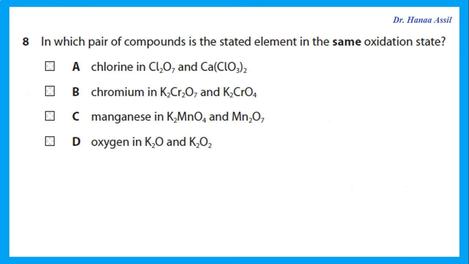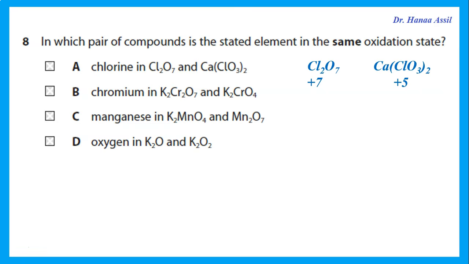In which pair of compounds is the stated element in the same oxidation state? So we determine the oxidation state for each one. How do we determine oxidation states? Remember, if I have Cl2O7, each oxygen has oxidation number of -2. That means I have a total of -14 for the oxygen. So the two chlorines must be a total of +14. That means each chlorine is +7.